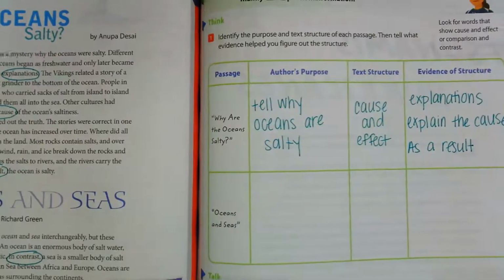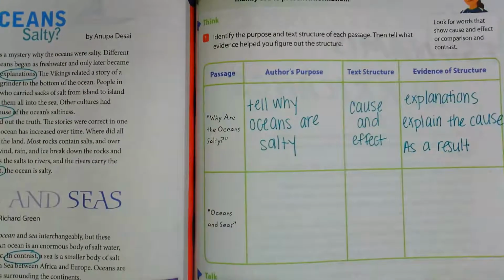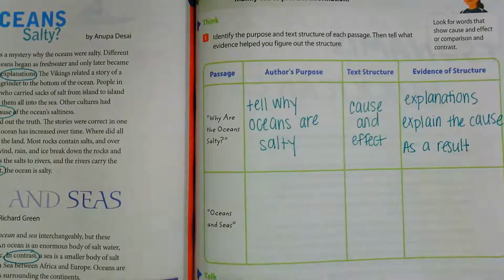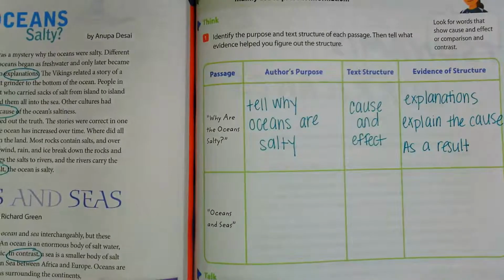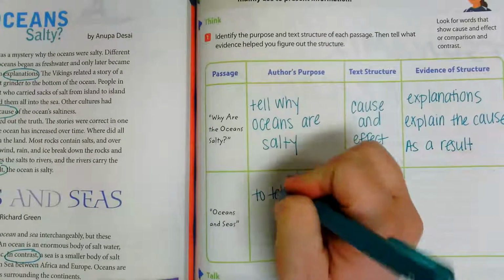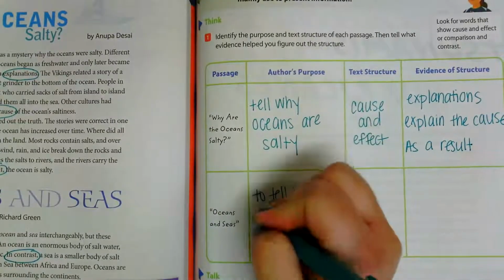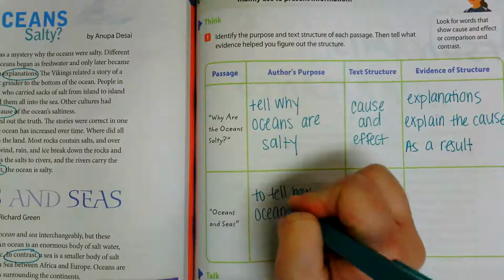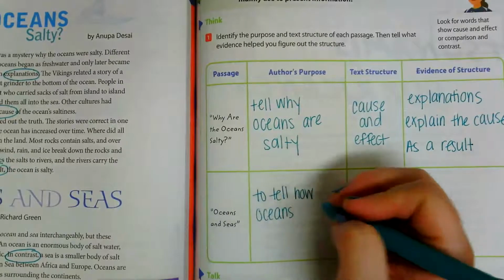Now we're going to do the exact same thing for the second passage, Oceans and Seas. We want to start with the purpose. So why was the passage written? It was written to show how oceans and seas are alike and different. And again, we can pick up on that based on those clue words and clue phrases that we found in the text.